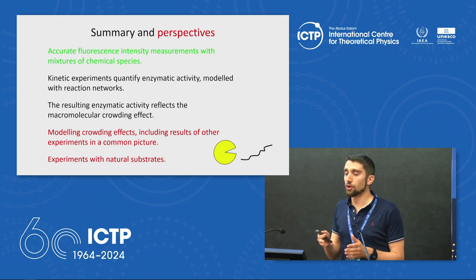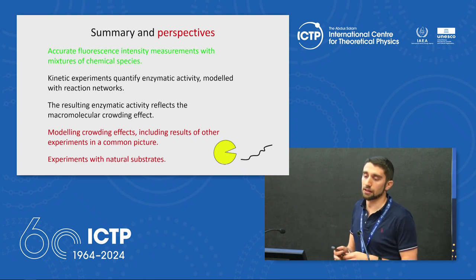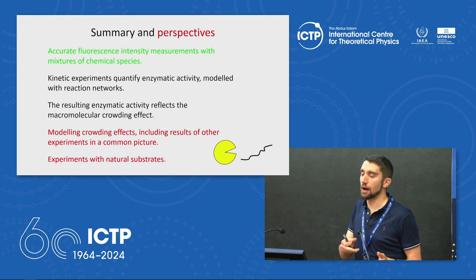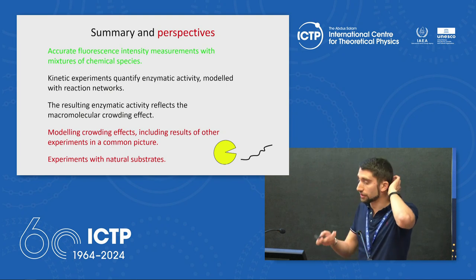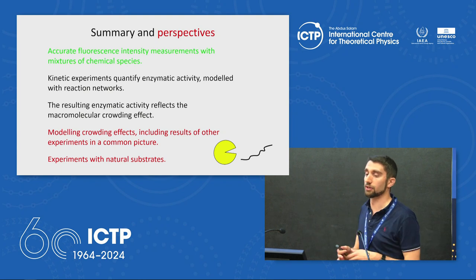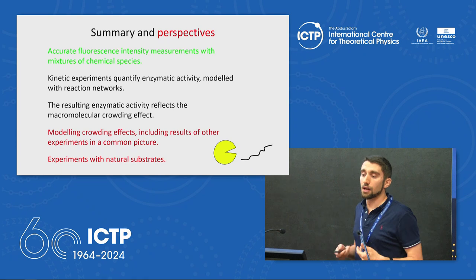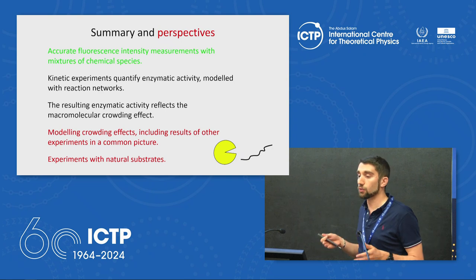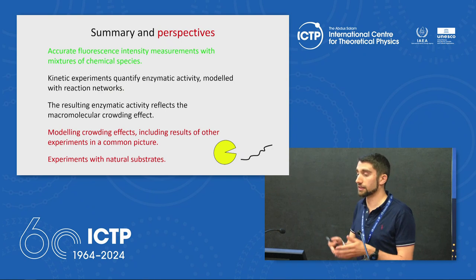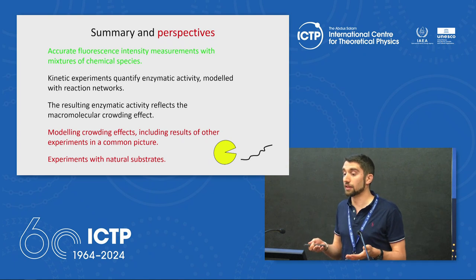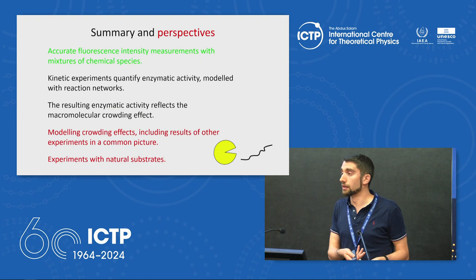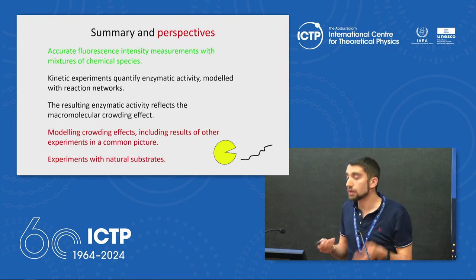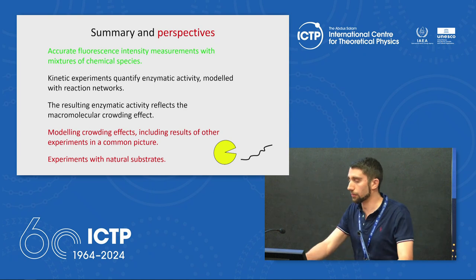Of course, we have not connected what we found with hypotheses about crowding. This is what we are doing now. We are modeling crowding effects. To summarize, we have been able to develop an accurate fluorescence intensity measurement routine, which allows us to quantify this kinetic experiment and enzymatic activity, which reflect the crowding effects. So as I mentioned, we are now modeling them.